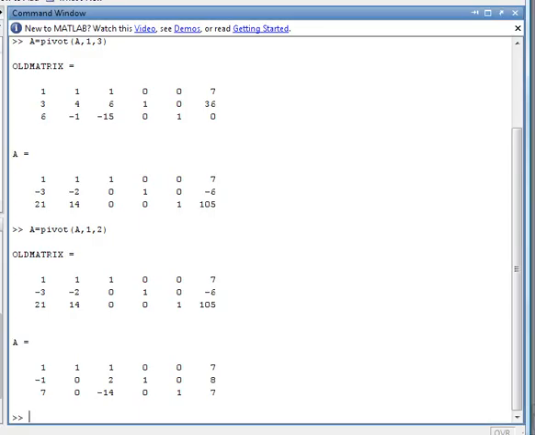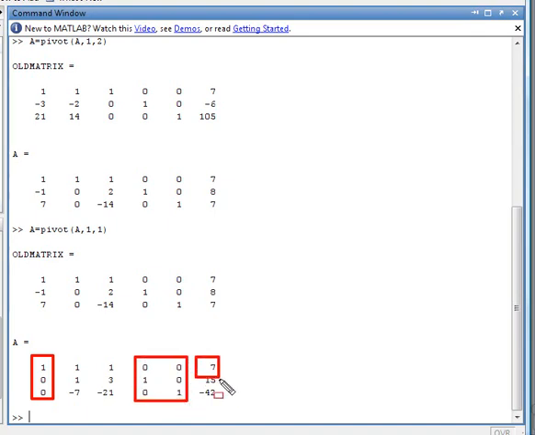Okay, back to MATLAB. So let's keep these two, and this time we'll put our identity column here, so we need a 1 in this spot and zeros below it, so we pivot on 1, 1. So A is equal to pivot A, 1, 1. So let's have a look. There's my identity matrix, there's my answers.